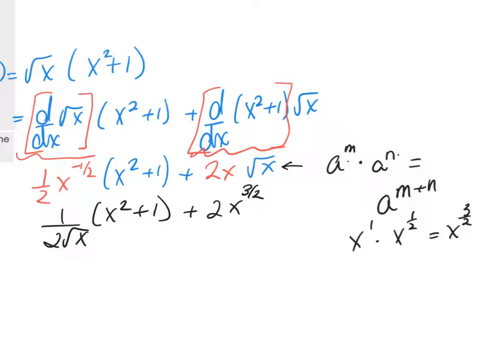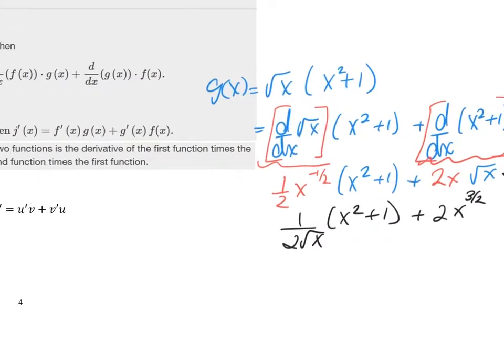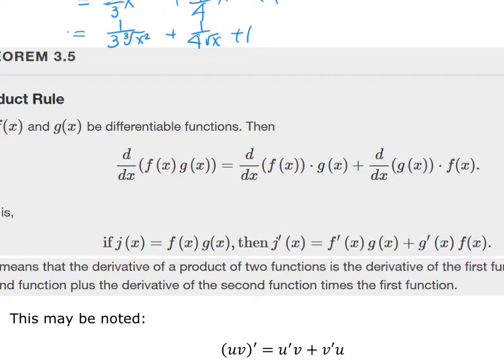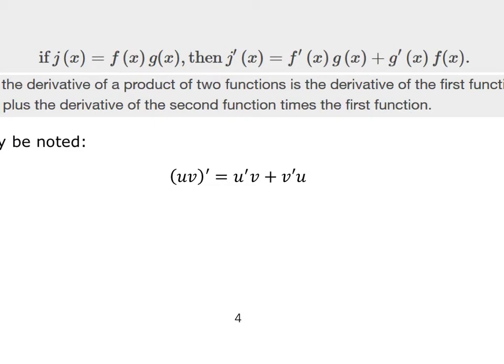Are there any questions on that example? Okay. So when you have a multiplier out front, it's just going to come along for the ride. You may see this noted as u v prime, u prime v plus v prime u. So you notice that I take the derivative of the first one times the second factor plus the derivative of the second factor times the first factor. Okay? Derivative of uv is u prime v plus v prime u.